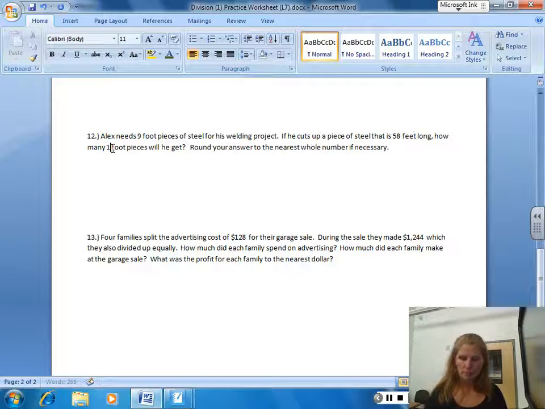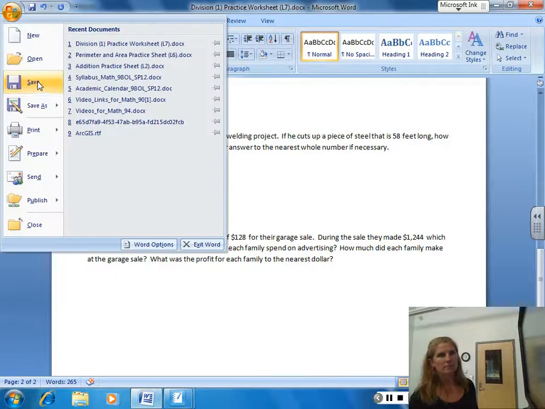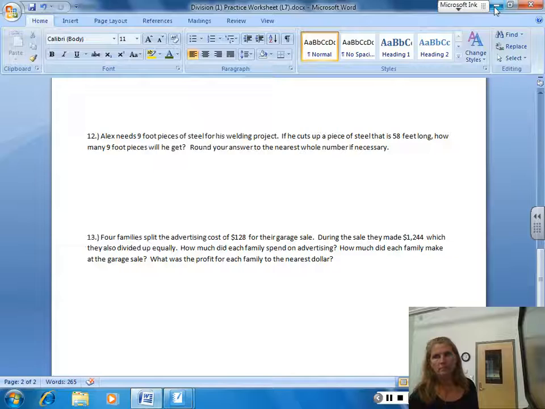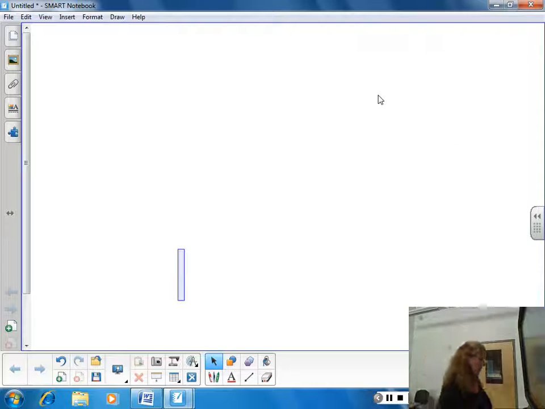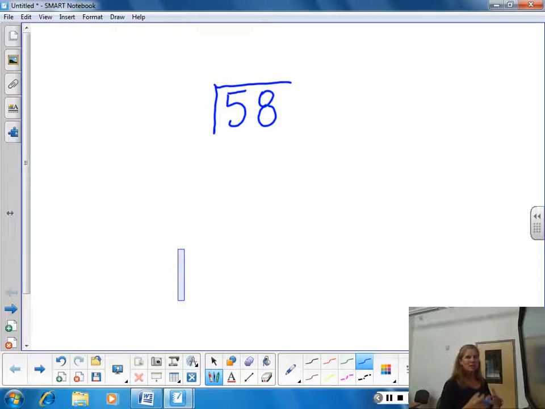So that should say 9 because he wants 9-foot pieces. So how many 9-foot pieces would he get if he's cutting up a piece that's 58 feet long? So we're just taking 58 and dividing by 9. There's a couple mistakes in that I fixed as we went there, right? So 58 divided by 9 because he's cutting it up. I didn't say that, we didn't circle the words, but the words are that he's cutting up. When you cut up something, you're dividing. Dividing by 9.